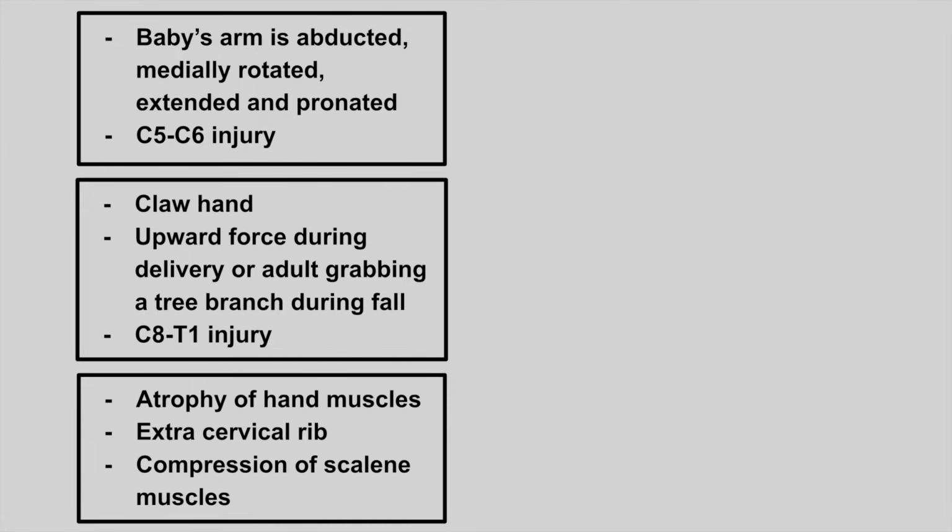Next, a baby is going to have an arm that's abducted, medially rotated, extended, and pronated, and it's due to a C5, C6 injury. So this is called Erb's palsy.